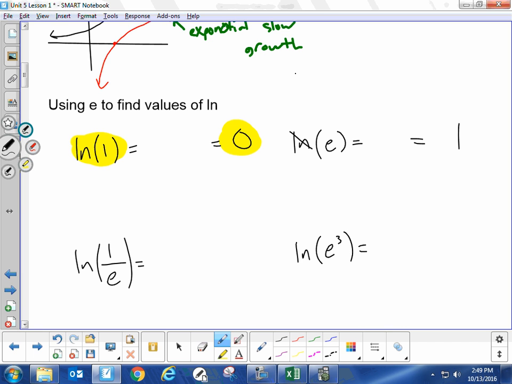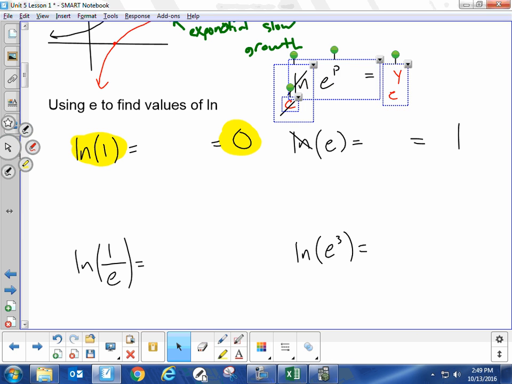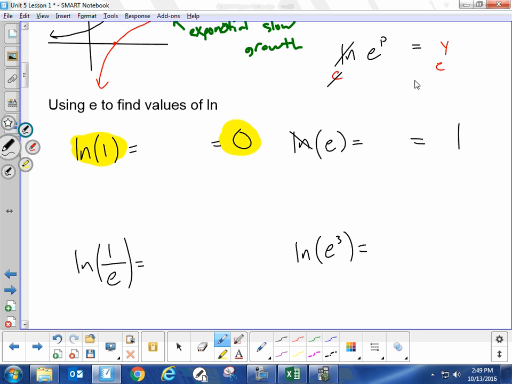If you take the log of e to any power, it will just equal p, the power. Why is that? I can take y equals log of e to the p, and take e to the power of both sides. Here, the log and e will cancel. I end up with e to the p is equal to e to the y. So y has to equal p. So this means, if I have the log of e to any power, it's just going to be that power.